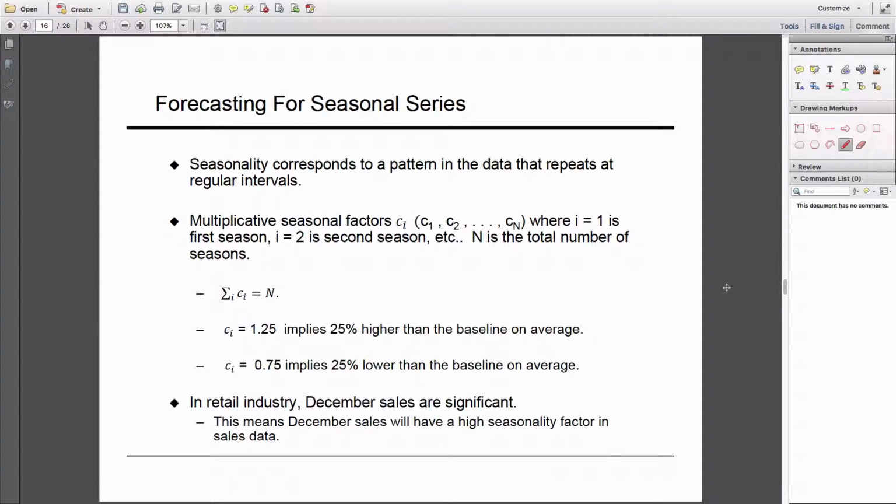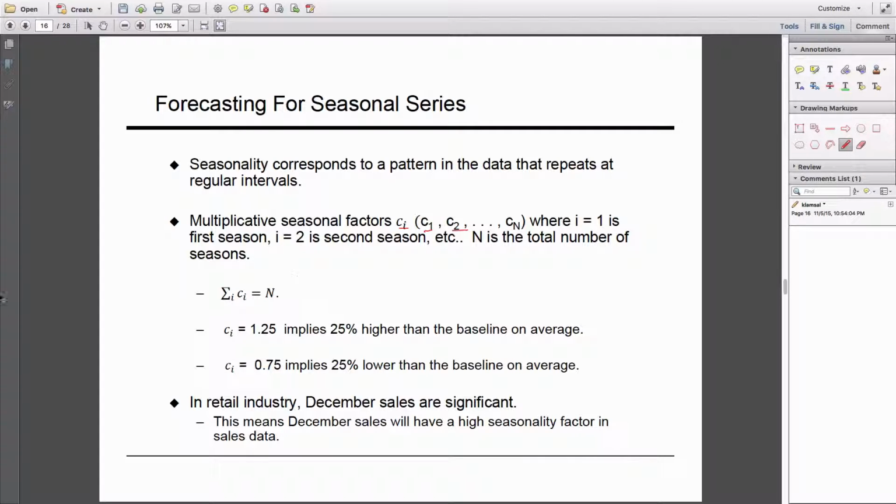Okay? Multiplicative seasonal factors. I'll use Ci to represent the multiplicative seasonal factors, and that could be C1, C2, and all the way through Cn, where i equals 1 is the first season, i equals 2 is the second season, and so on. N is the total number of seasons. If we add all the seasonal factors Ci together, this would give you N, which is the total number of seasons.